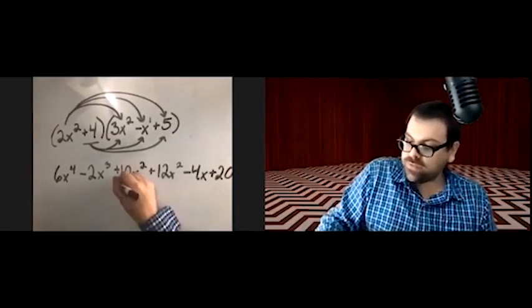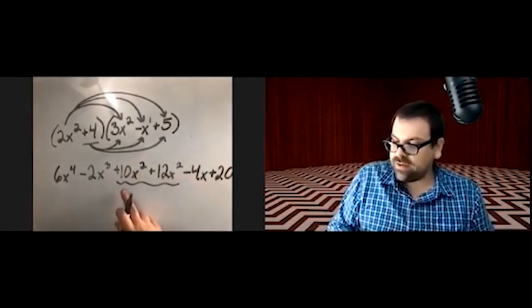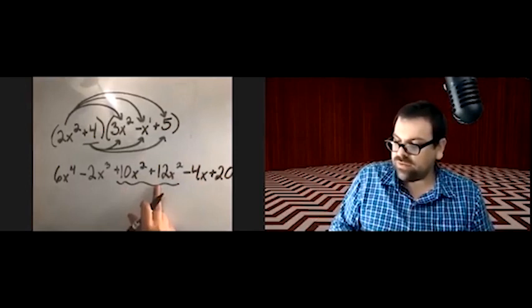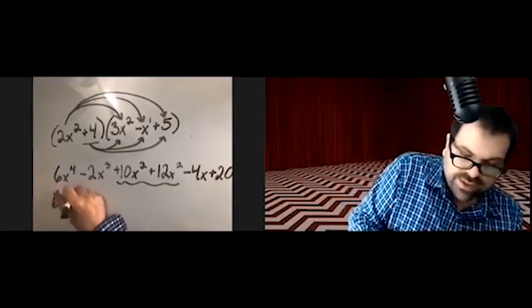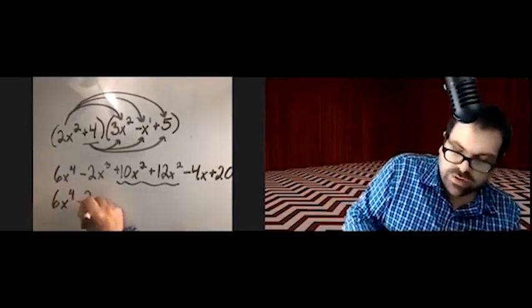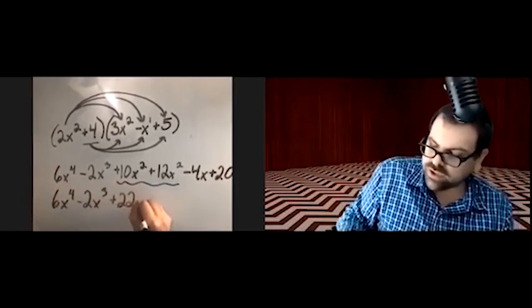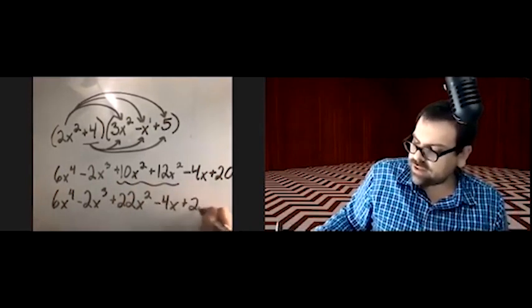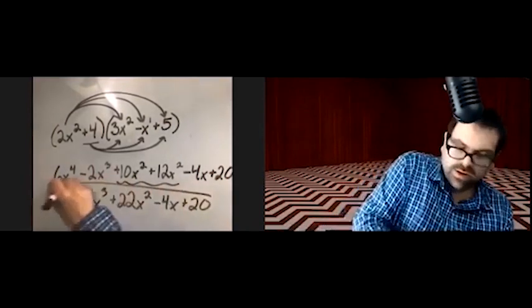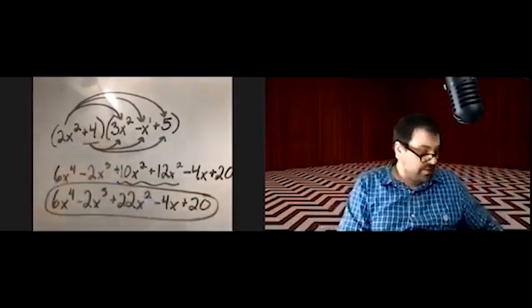The only like terms we have are these. Positive 10 plus 12, that's positive 22. So 6x to the 4th minus 2x cubed plus 22x squared minus 4x plus 20. That's what we get when we multiply those together.